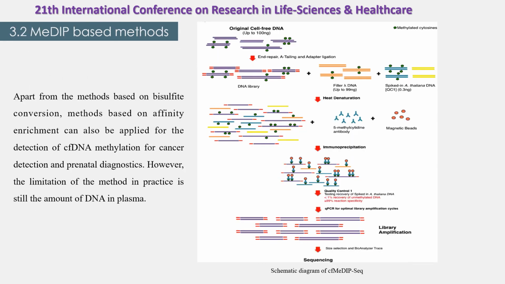Apart from the methods based on bisulfite conversion, methods based on affinity enrichment can also be applied for the detection of cell-free DNA methylation for cancer detection and prenatal diagnosis. However, the limitation of the method in practice is still the amount of DNA in plasma. The usual input DNA for MeDIP-seq is 100 nanograms.